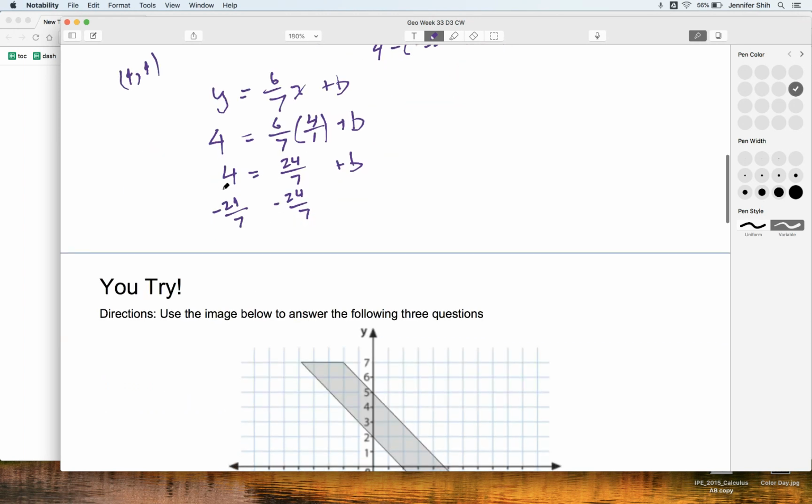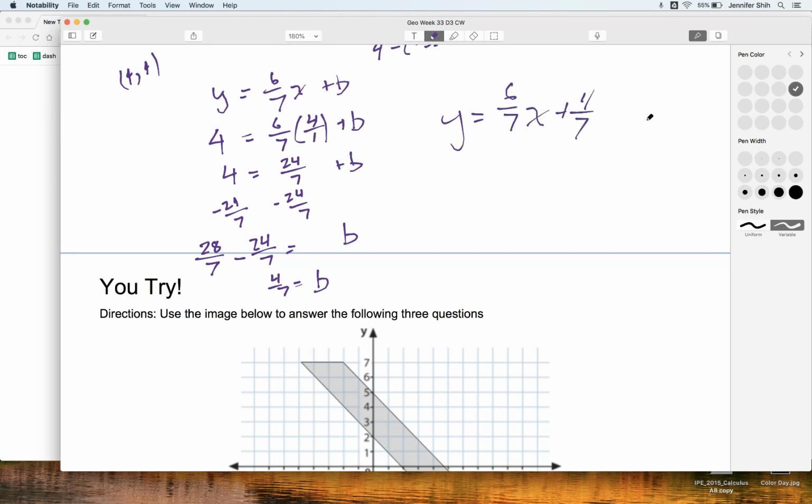All right, 4 minus 24 over 7 is actually, let's make it a common denominator. 28 divided by 7 is 4. And then 24 over 7 is equal to b. So we have 4 over 7 is equal to b. So your y-intercept is 4 over 7. Now, what does that mean? 6 over 7 x plus 4 over 7.